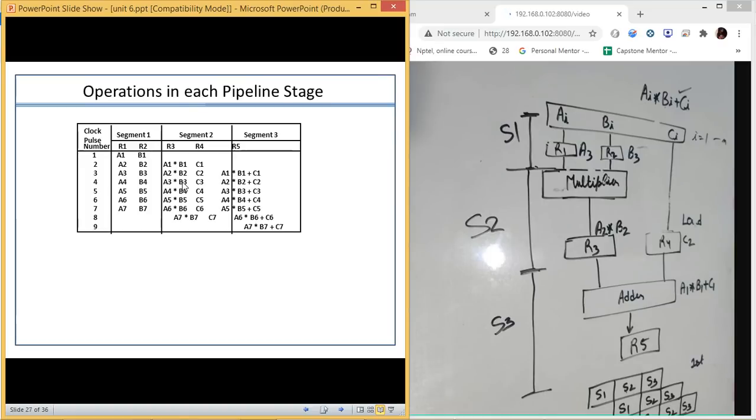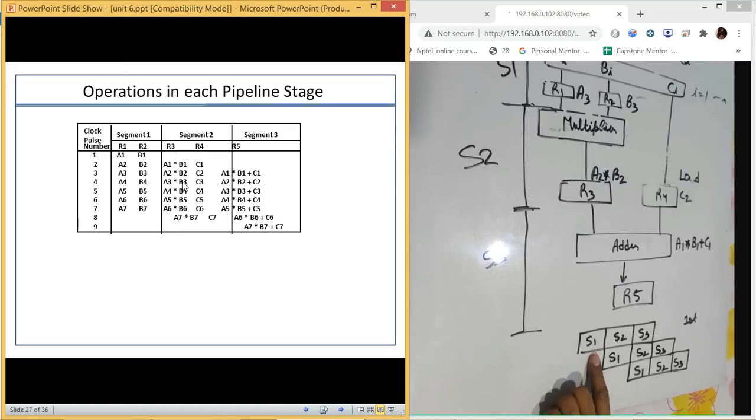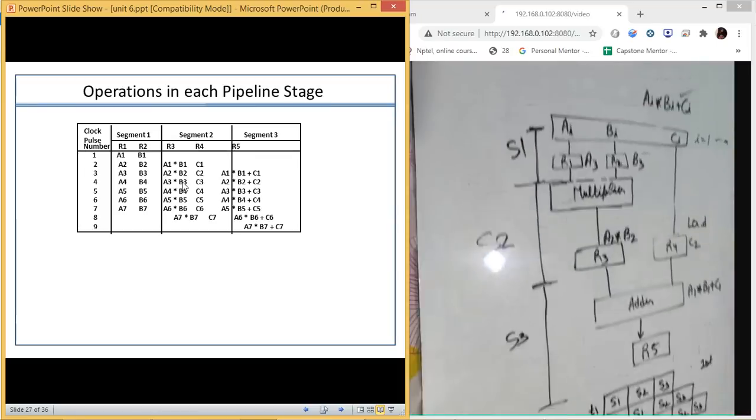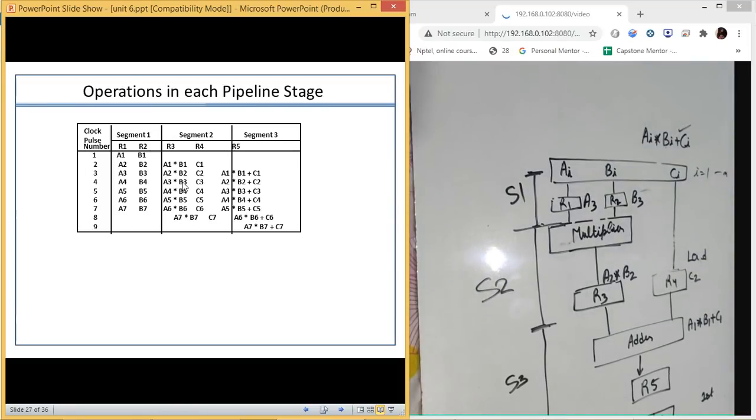So let us talk about that. What we have done at this place: S1, assume this as pulse number 1, or T1. You can say this is T1, T2, T3. There are three different times. This is T1, this is T2, this is T3. So what is happening at the time of T1?